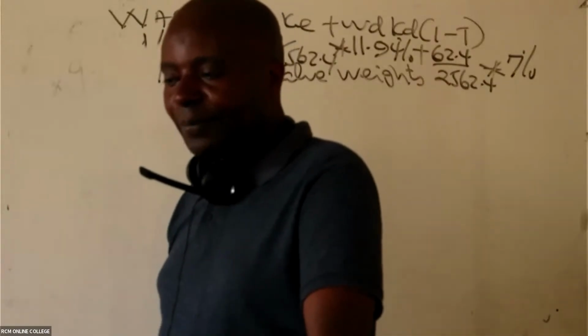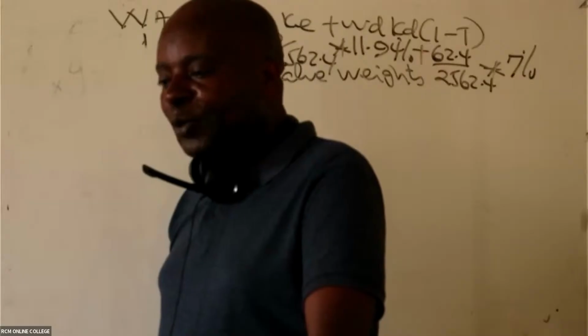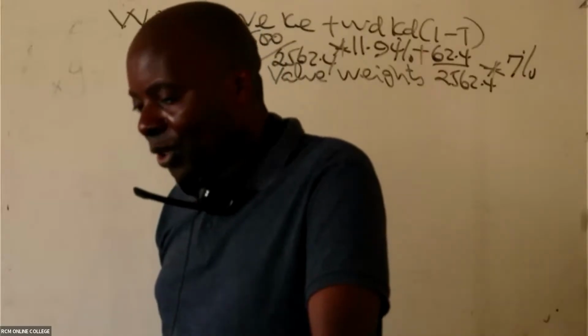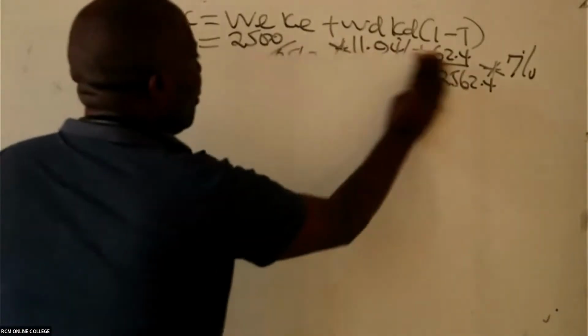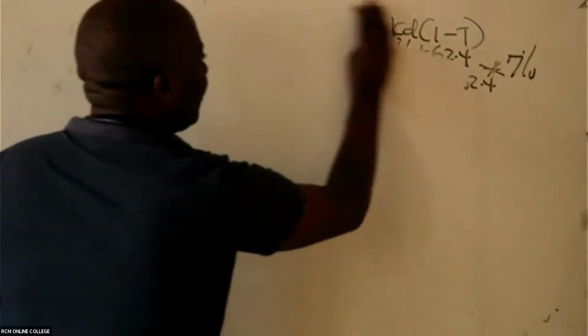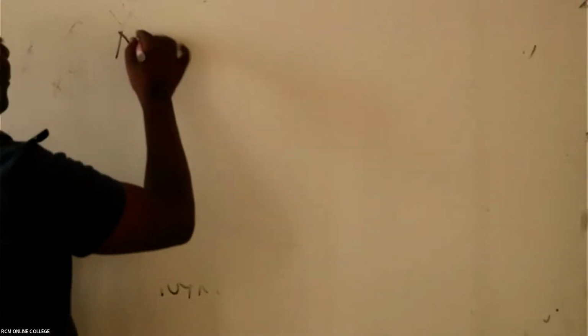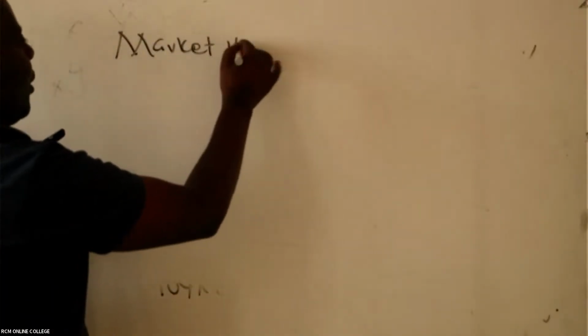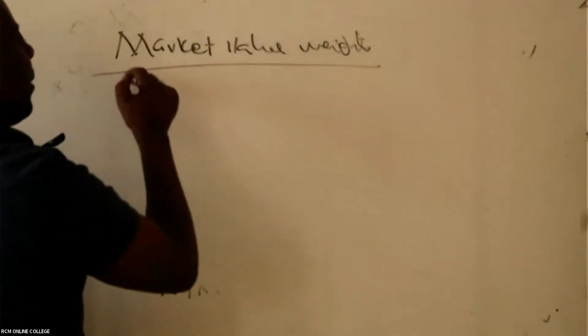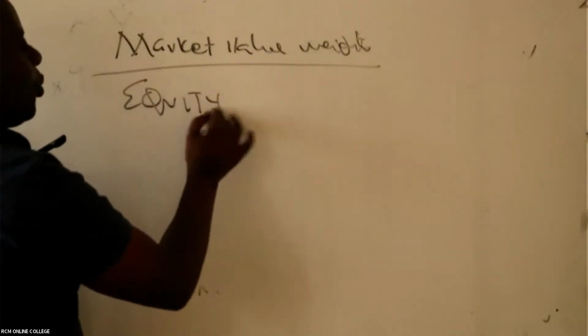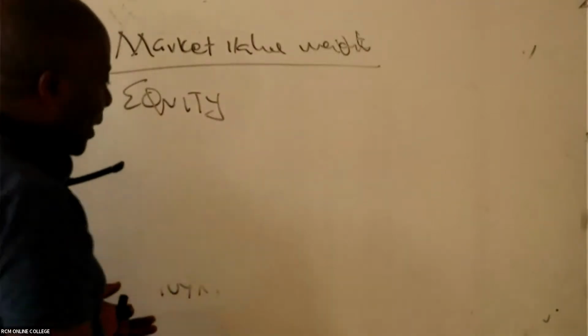You try. Perhaps what would have scared most of you is how we got the market value weights. So I can repeat how we get the market value weights. First of all, for equity, because we have today's Safaricom value for market, it's very easy.